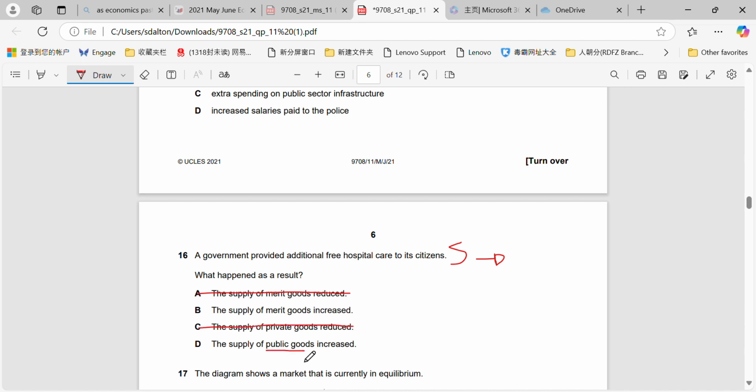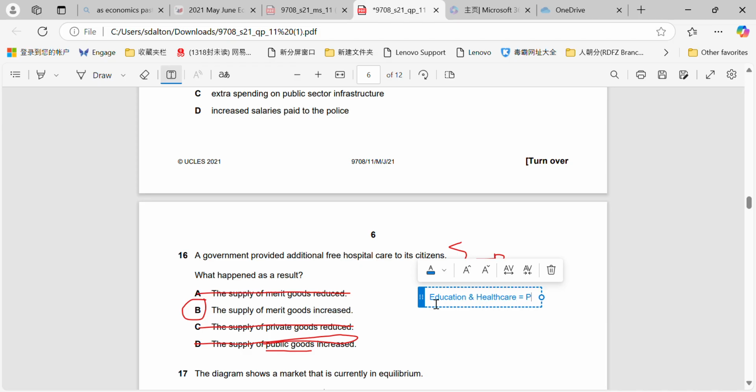It's not a public good because it is not non-excludable and non-rivalrous. Remember that education and healthcare are two goods which we refer to as private goods, but they are also merit goods. Okay, and they are the two main ones that are often brought up in the exam. So education and healthcare, they are both private goods, but also merit goods, because they generate external benefits, which means that they're underproduced and underconsumed. So we'll be increasing the supply of the merit goods if they provide this free healthcare.